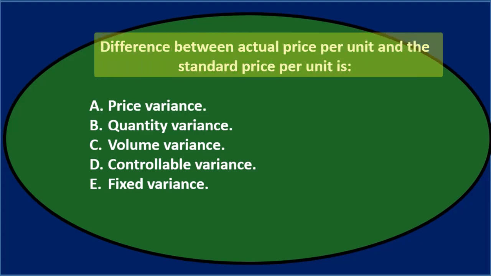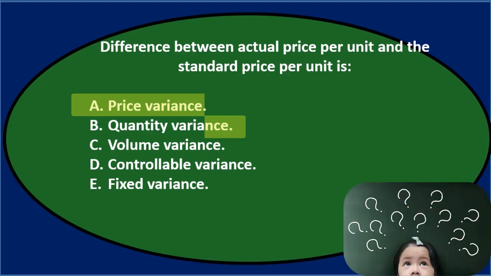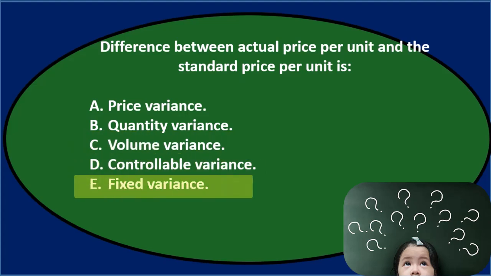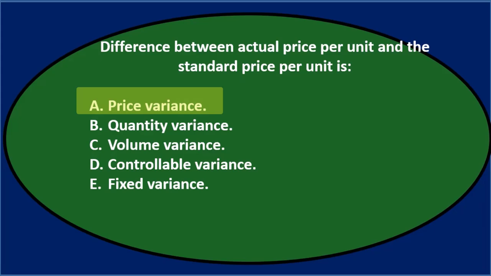First question, difference between actual price per unit and the standard price per unit is either A, price variance, B, quantity variance, C, volume variance, D, controllable variance, or E, fixed variance. Let's go through this again using the process of elimination. Difference between actual price per unit and the standard price per unit is either A, price variance.